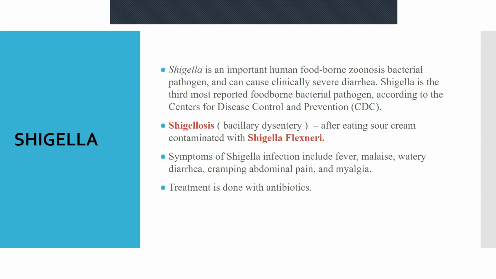Shigellosis is a dysentery caused by the bacteria. Shigellosis is also called bacillary dysentery, which is caused by the Shigella species called Shigella flexneri. The symptoms of this infection include fever, malaise, watery diarrhea, cramping, abdominal pain, and myalgia. The treatment of this infection is intake of certain antibiotics together.